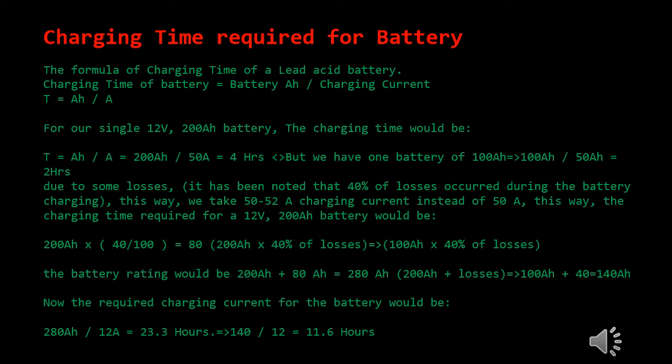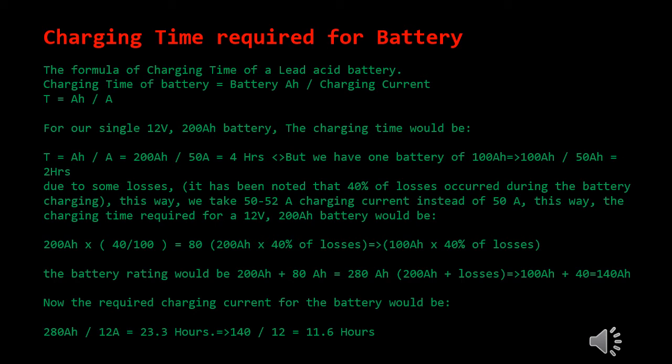As I've said before, this lesson of ours is so interesting. We are on the stage of charging time required for batteries. In order to do your solar wiring system, you also have to know how much time it will take for your batteries to be charged fully. Let's go together and see how to calculate the time. The formula of charging time of a lead acid battery: charging time over battery is equal to battery amps hour over charging current. Time is equal to amps hour over current.